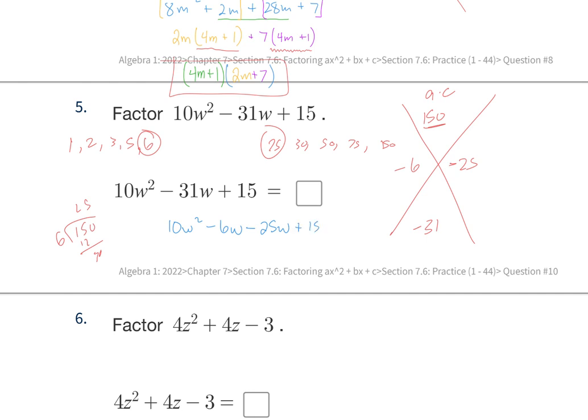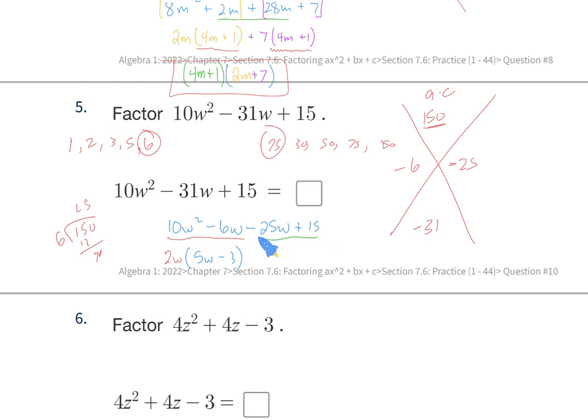Alrighty. What does this group have in common? They have a 2w in common. So when we factor that out, we get 5w minus 3. And what does this group have in common? A 5. So if we were to just take out a 5, this would not identically match this.